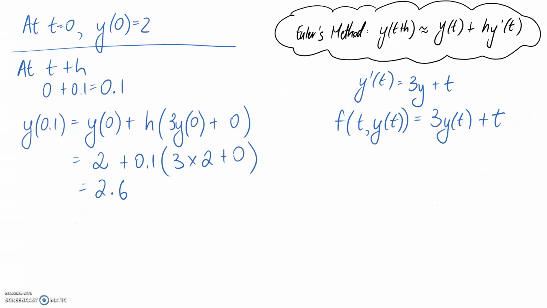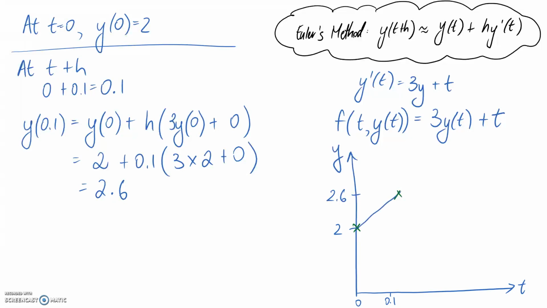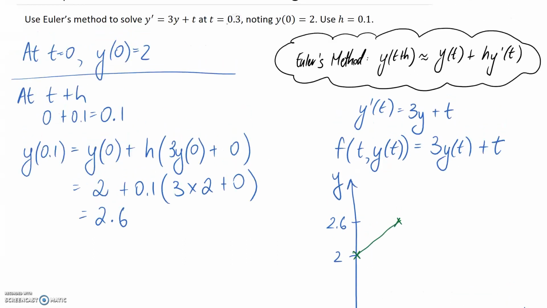So it's probably going to be worth giving a sketch so we can visualize what's happening here. If I've got t and I've got y, at t equals 0, y is 2. So let's say that's this point here. Then what we've just calculated is, if we take a step across of 0.1, we've ended up with 2.6. So that's the next point in our sequence. Let me draw it in green. Our aim here was to get up to t is equal to 0.3.